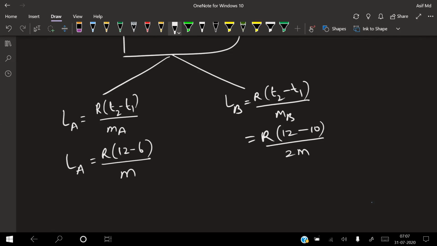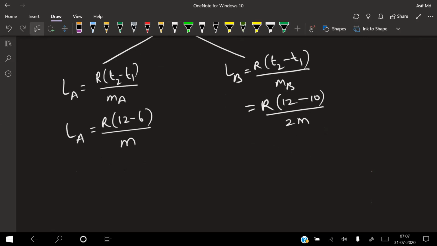Now, can you take the ratio of this one? If I take the ratio, what is happening? See, in this one, this R and this M get cancelled, this R and this M get cancelled. So 12 minus 6 is nothing but how much for me? 6. And 12 minus 10 is equal to how much for me? 2. That means latent heat of A by latent heat of B is equal to 6 by 2.